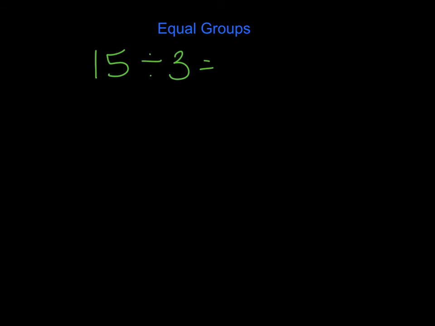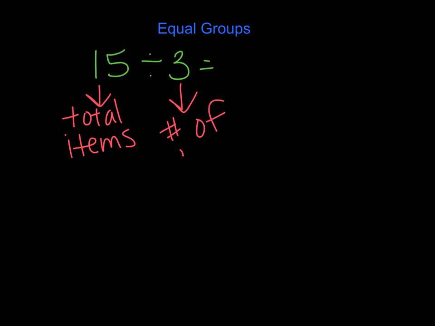So when I make equal groups, I know my total. So this is the total. This is the total number of items I have. That's important to know. This is the number of groups that I have. So when I go to work my problem, I know that I have 15 items and I have them in 3 groups. So I'm going to draw 3 circles because that's the number of groups I have.